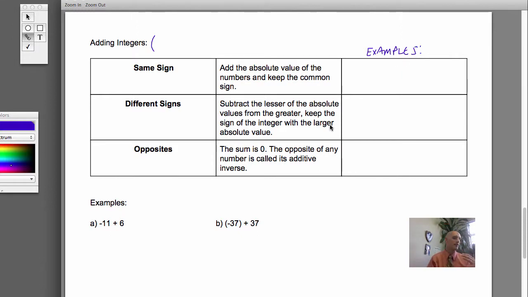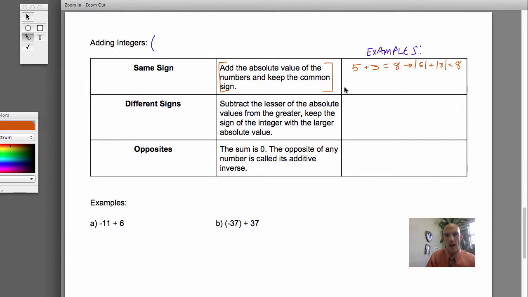For example, if we've got integers with the same sign, so I'm going to put 5 plus 3, and that's going to equal 8. Notice, I'm going to add the absolute values and keep the common sign. It seems silly because we know 5 plus 3 is 8, but it's really the absolute value of 5, which is 5, plus the absolute value of 3, which is 3, and it's 8, and they're both positive, so our sum is positive.